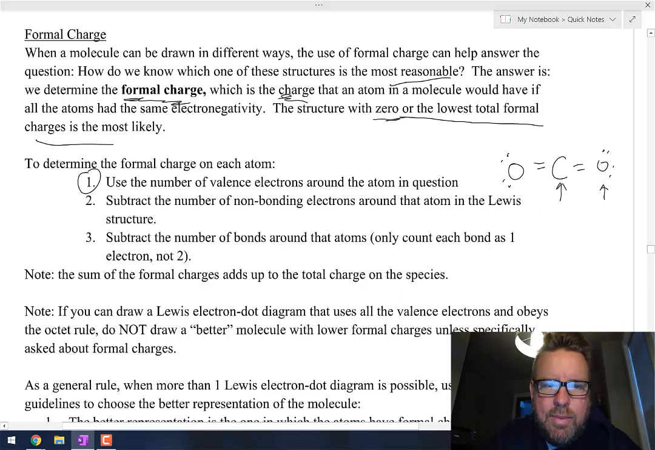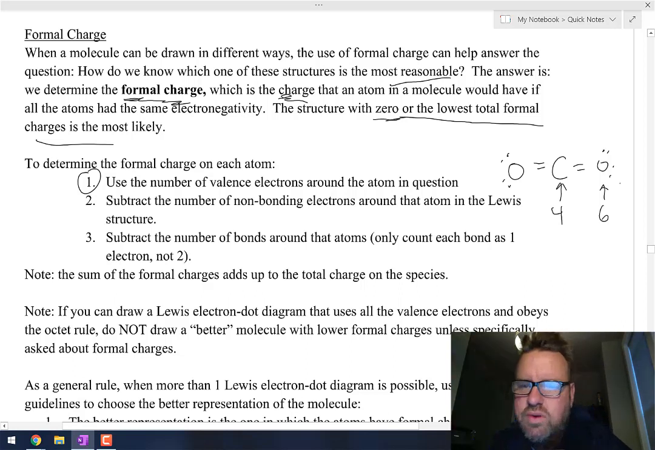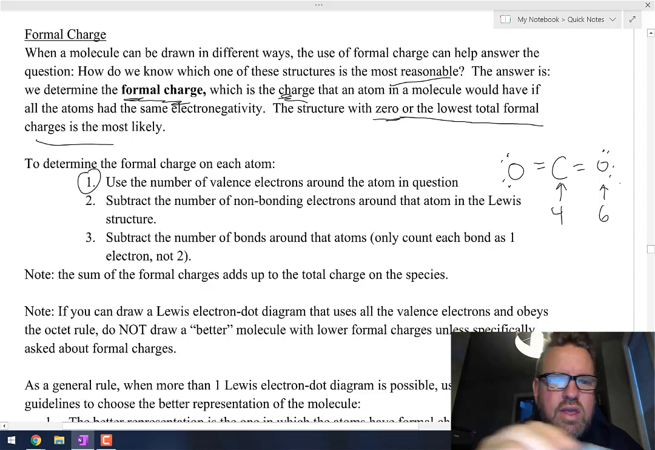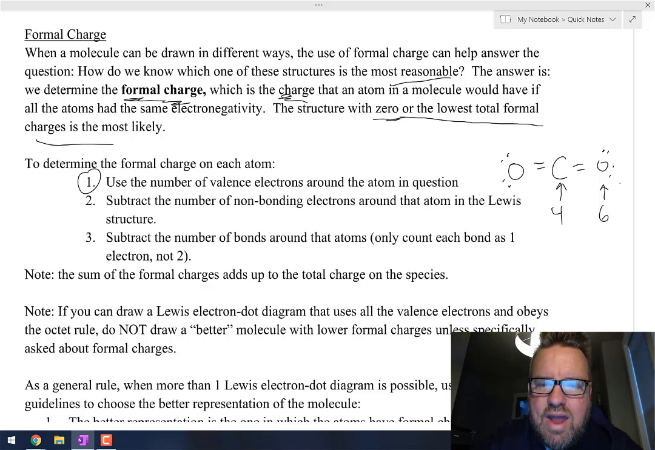How many valence electrons does a carbon atom have? I look at the periodic table. I see that carbon is in the 4th column, so it has 4 valence electrons. Oxygen is in the 6th column, so it has 6 valence electrons. Then number 2 says subtract the number of non-bonding electrons around that atom in the Lewis structure. So right here, there are 2 non-bonding electrons, and there are 2 more. So we're going to subtract 4. How many non-bonding electrons does carbon have? 0.